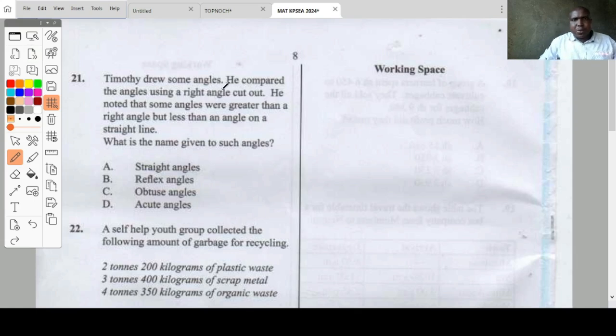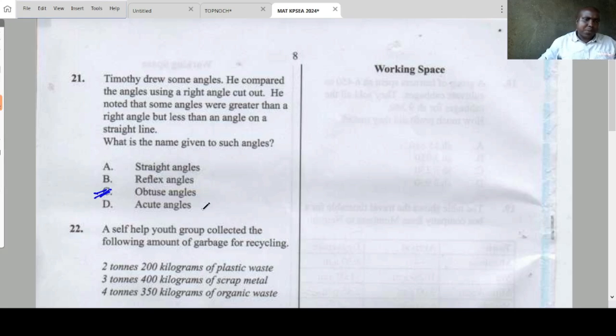Timothy drew some angles. He compared the angles using a right angle cut out. He noted that some angles were greater than the right angle but less than an angle on a straight line. What is the name given to such angles? Angles which are greater than 90 but less than 180 are called obtuse angles.